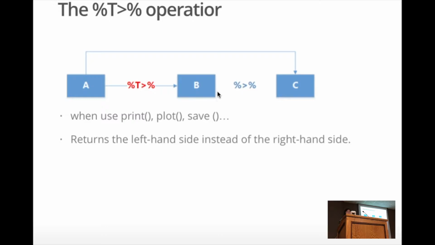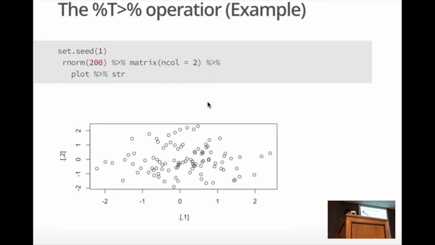So instead of passing the result of your B function, you can come back to A, and after running the B function, you continue passing A to your C function. Here is an example. I'm making a matrix, and then I wanted to plot it, and I wanted to see the internal detail of it.